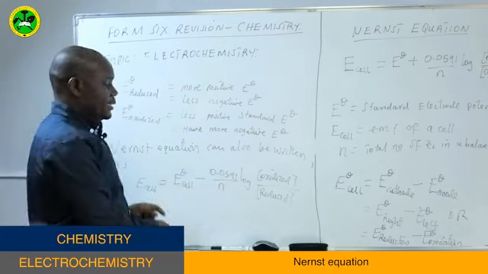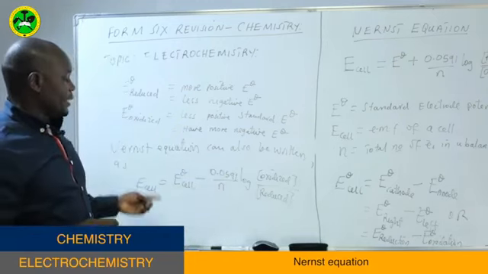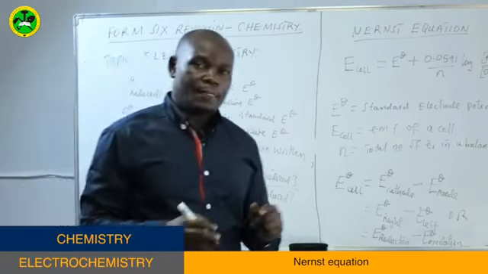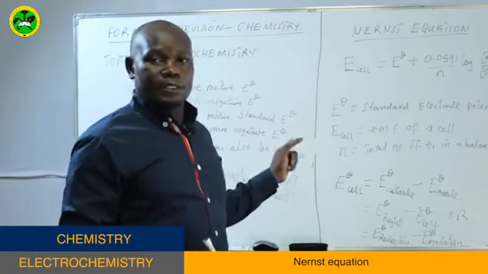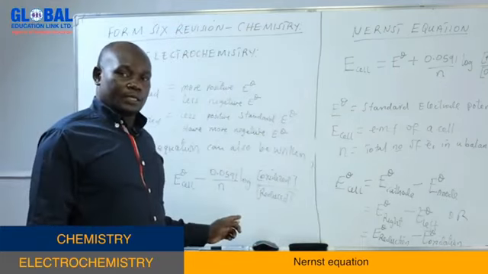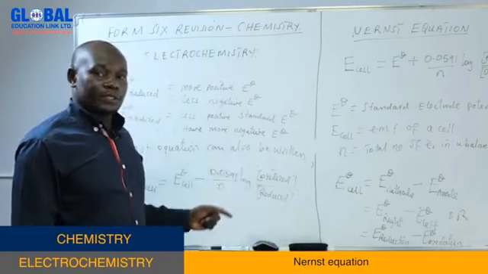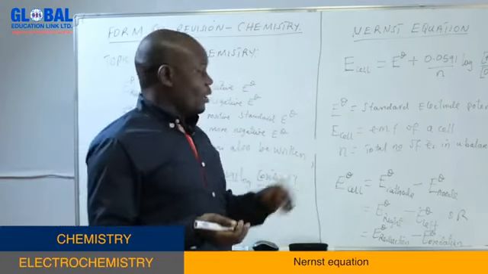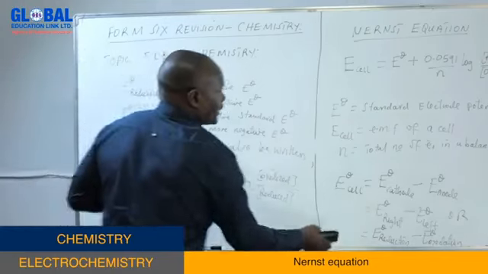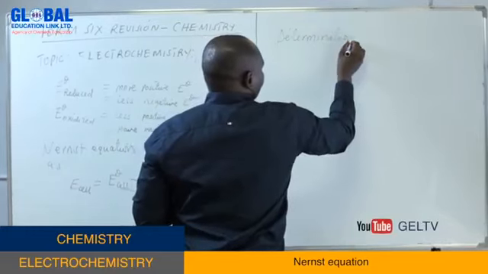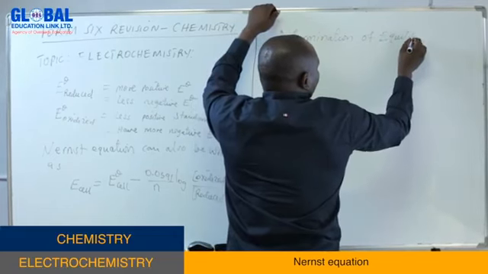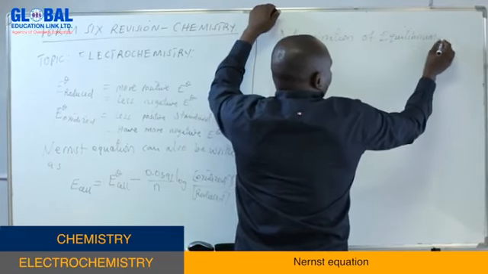Now, how to use it, we are going to look at some simple questions concerned with this. But before that, let us go to how you can determine the equilibrium constant of a redox reaction, because in electrochemistry we are dealing with redox reactions. If we are dealing with a redox reaction, that means you can have the equilibrium constant. So how do you determine the equilibrium constant in that kind of cell? Let us consider the determination of equilibrium constant.